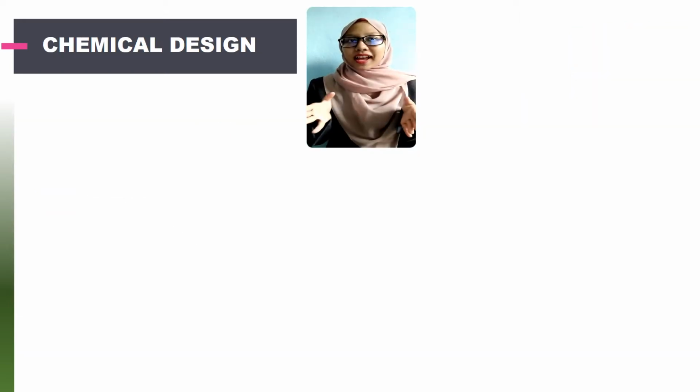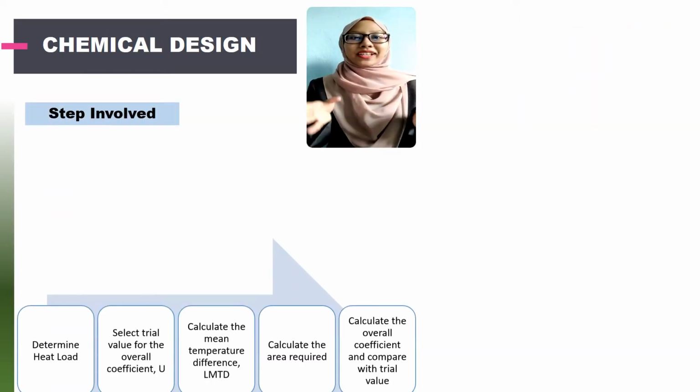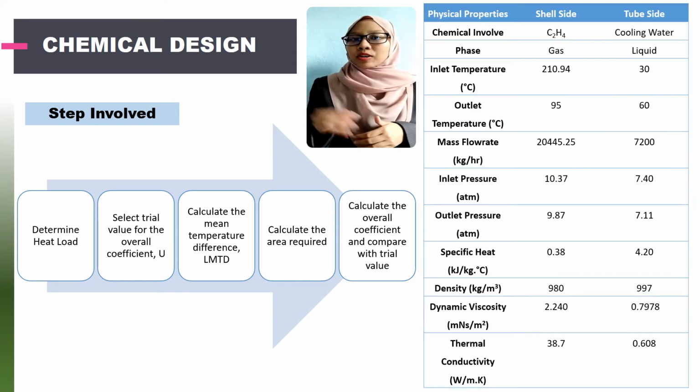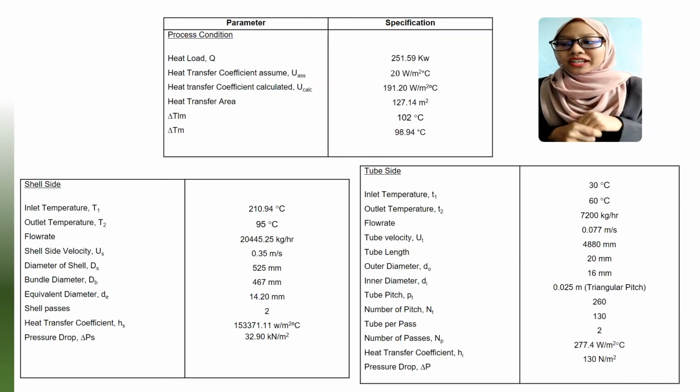For chemical design, the steps involved are to determine the heat load, select a trial value for the overall coefficient, calculate the mean temperature difference LMTD, calculate the area required, and lastly, calculate the overall coefficient and compare with the trial value. The table shows the physical properties for the two fluids involved in this heat exchanger, which are ethylene in gas phase and condensate in liquid phase.